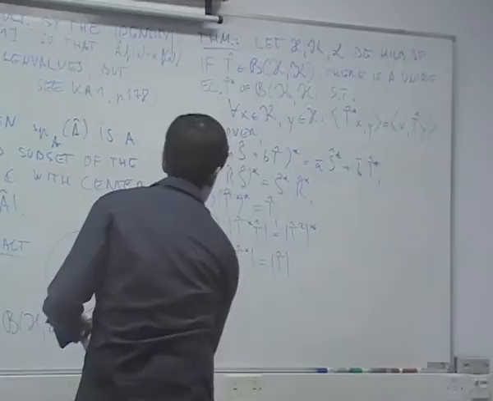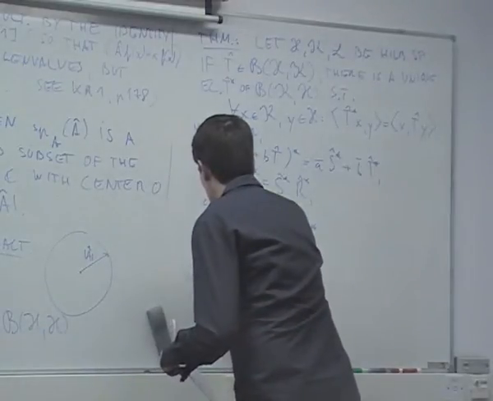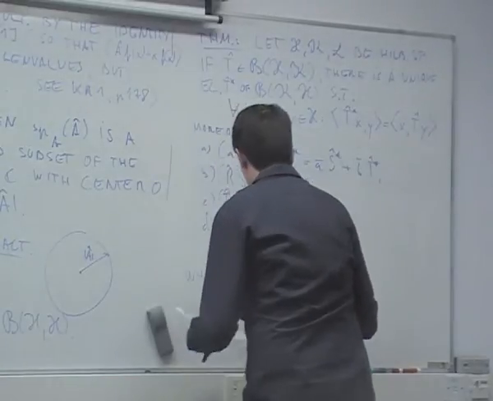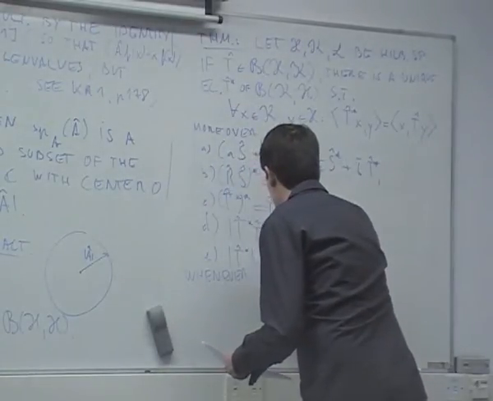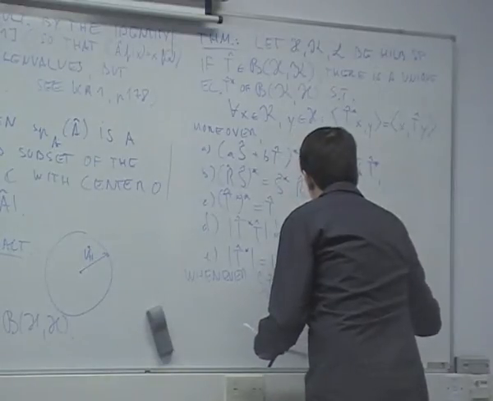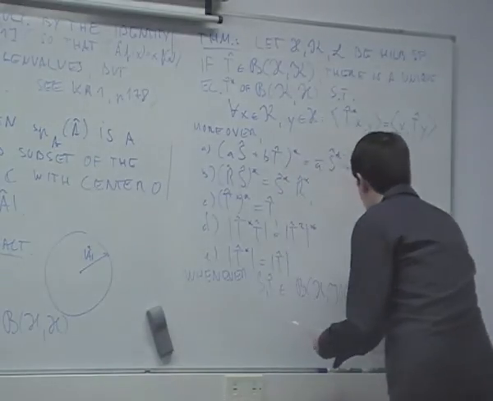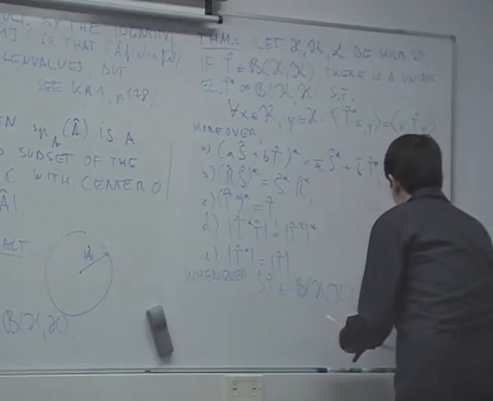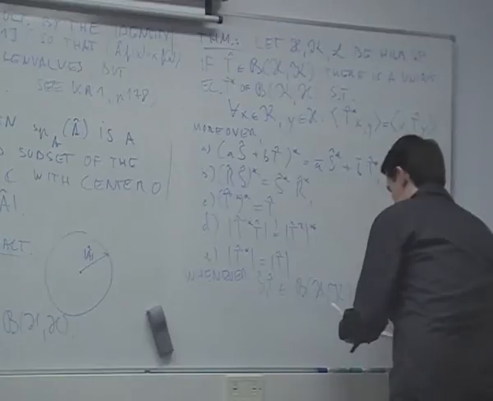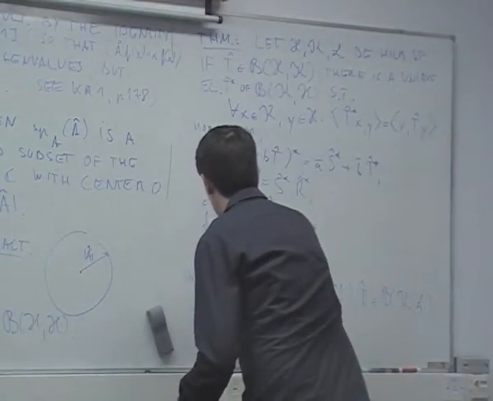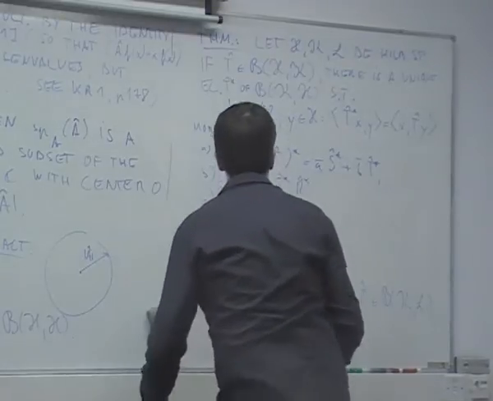And when does this hold? S and T are bounded operators from H to K. R is a bounded operator from K to L. And as I said, A and B are complex numbers.